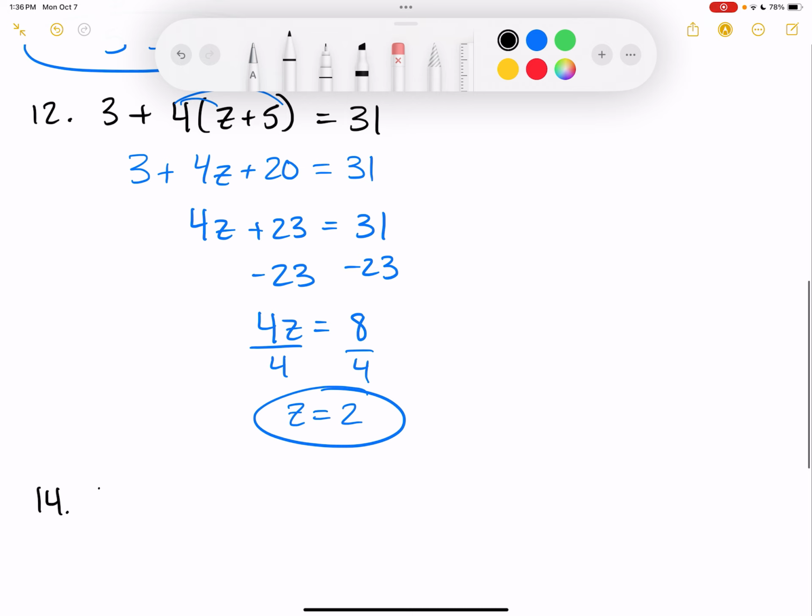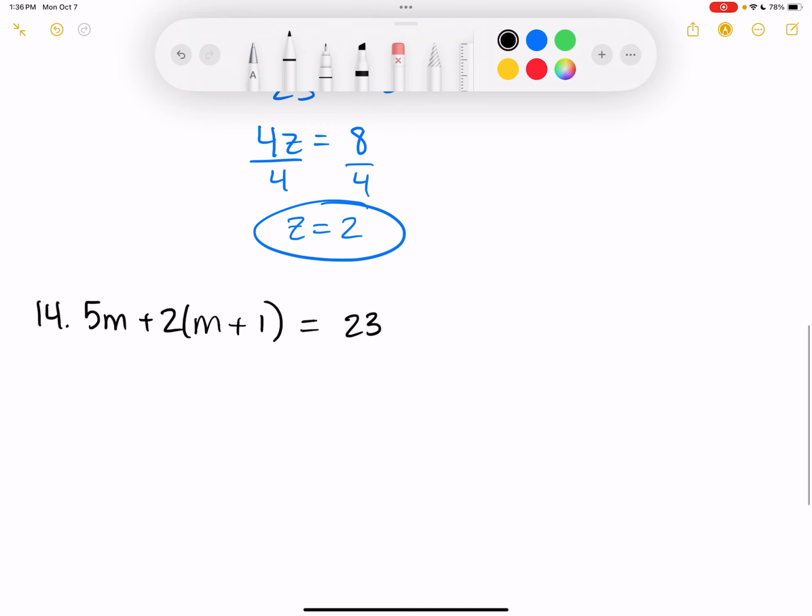Number 14: 5m plus 2 times m plus 1. So it's 5m and then plus 2 times m plus 1 equals 23. So what do I do first on this one? Distributive property. And what do I get when I do that? 2m. Yep, 5m plus 2m plus 2 equals 23.